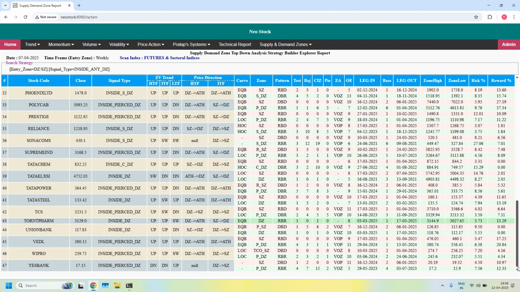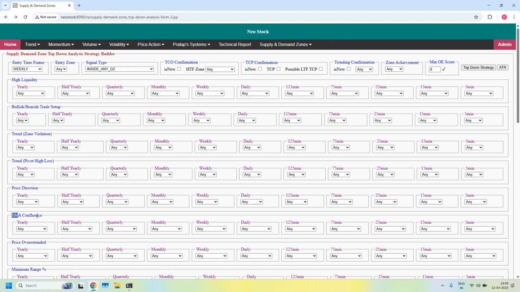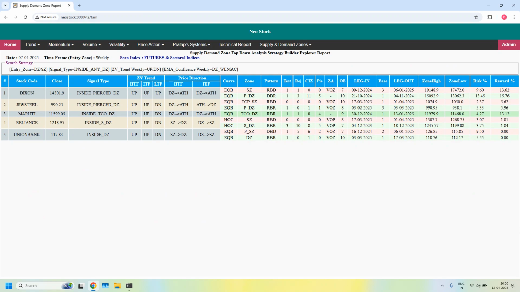Now let's verify, out of these 47, how many weekly demand zones are having weekly EMA confluence? Weekly demand zone with weekly EMA filter, and also the trend on weekly should not be sideways, it can be up or down. With these filters, we got 5 stocks. See, the big list is reduced to only 5 stocks.